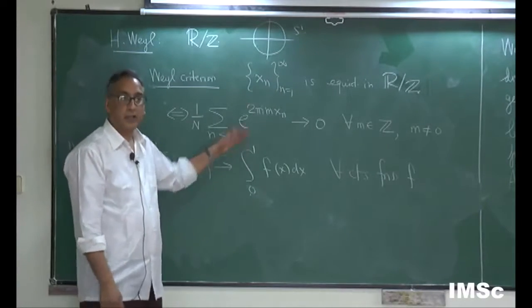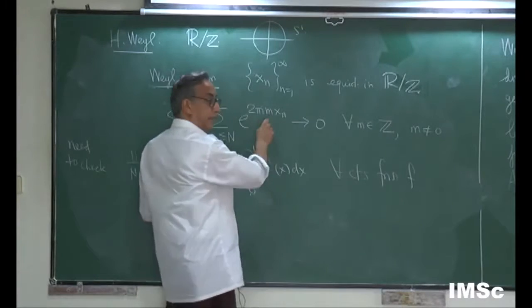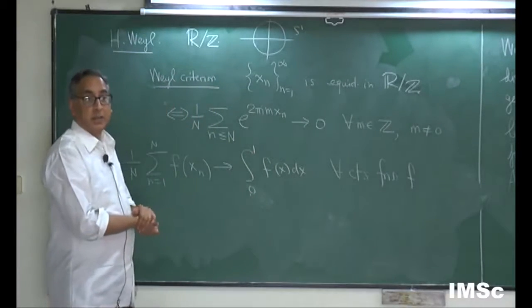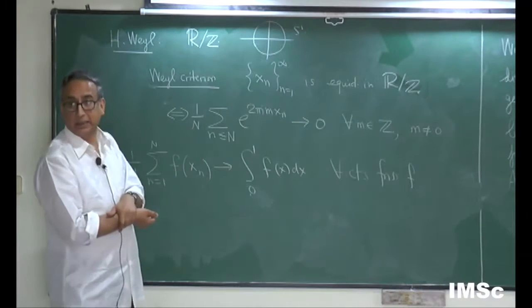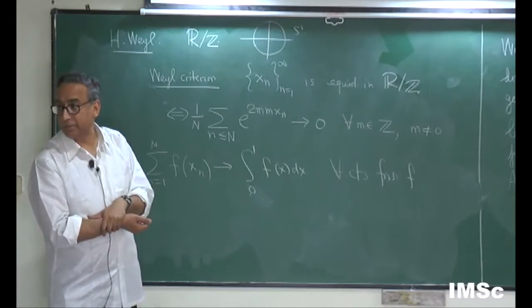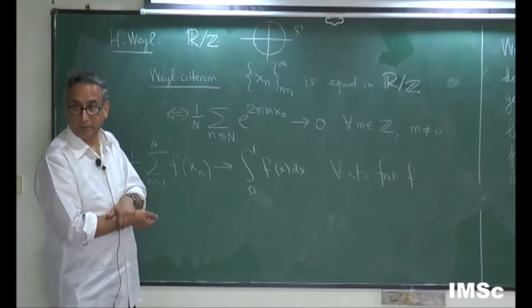And you just have to go the other way now. The other way comes from the fact that these functions are dense in the space of functions. The trigonometric polynomials are dense in the space of continuous functions. Okay? So that's how you get this. This is called the Weyl Criterion.